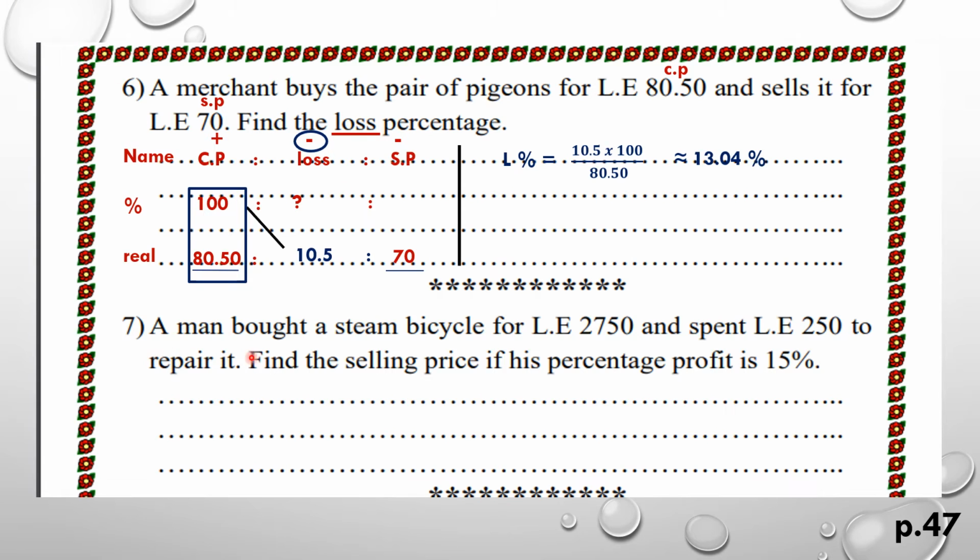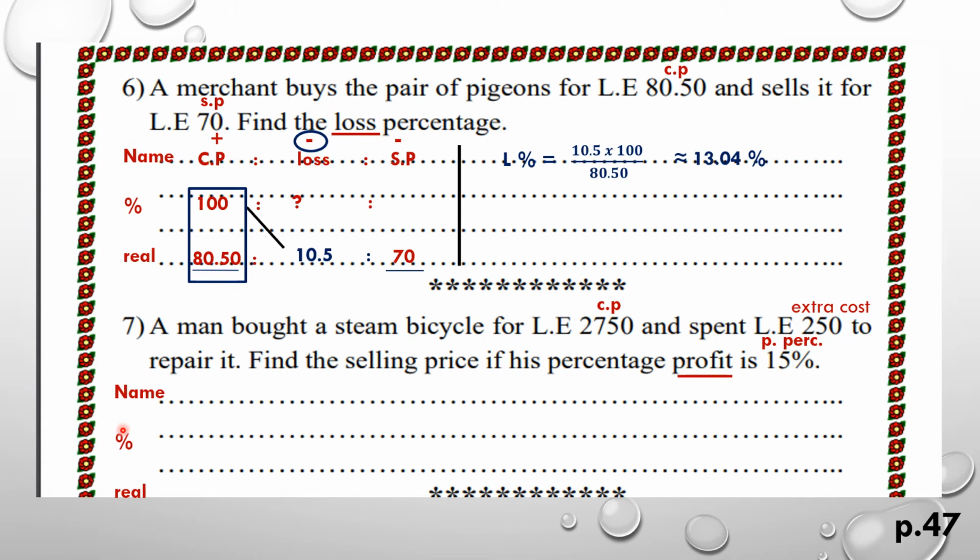Number 7. A man bought a steam bicycle for LE 2,750. So this is the cost price, and spent LE 250 to repair it. So this is extra cost. Find the selling price if his percentage profit is 15%. So the keyword here is profit, and here we have profit percentage.